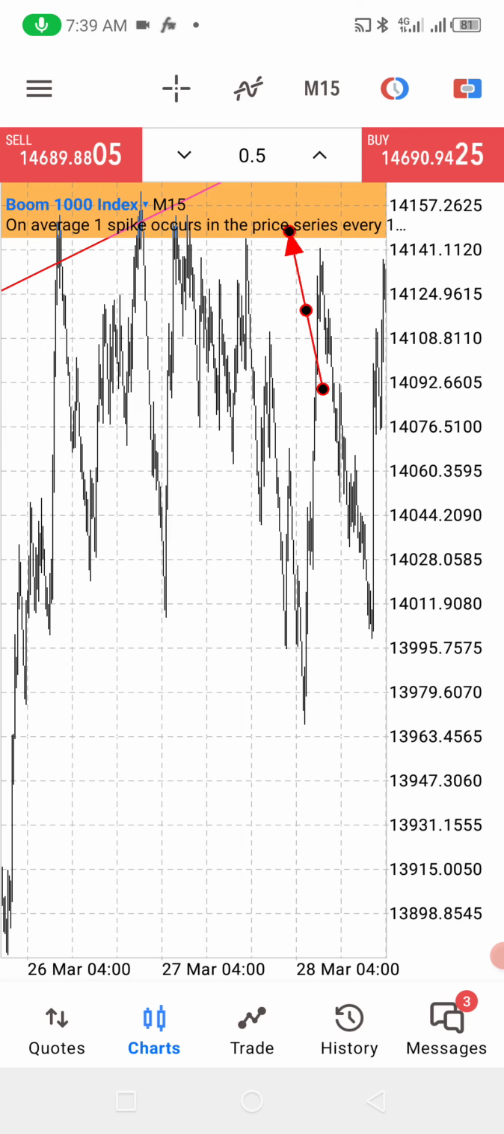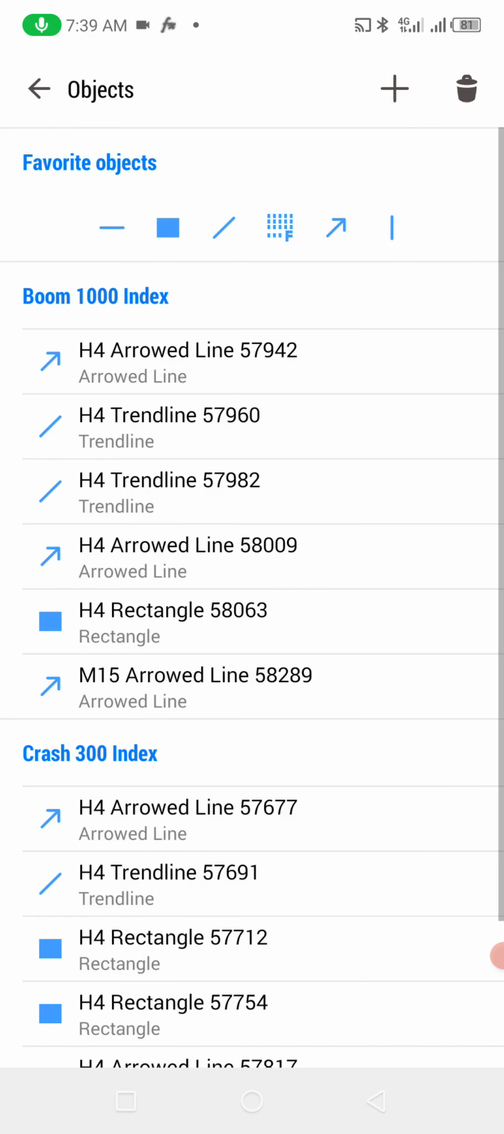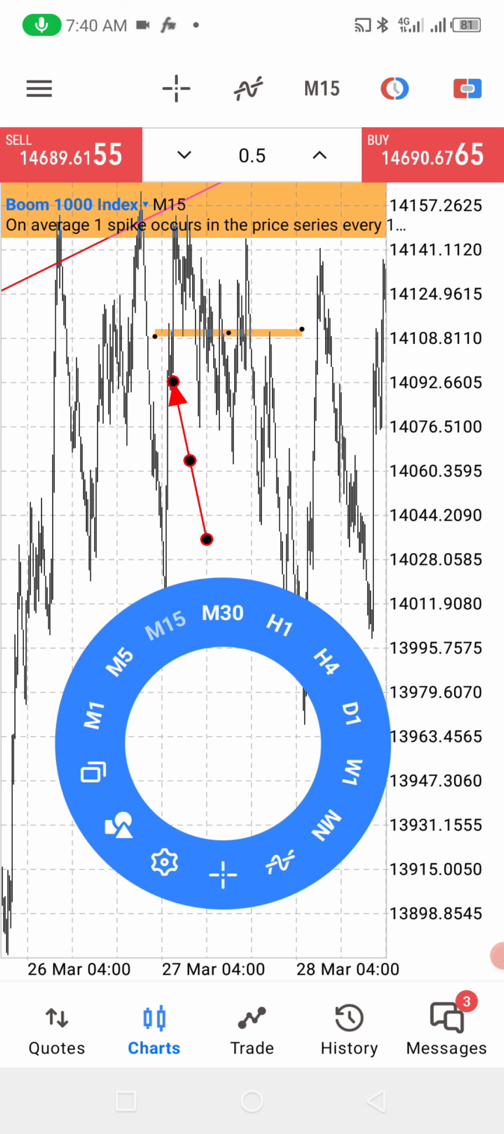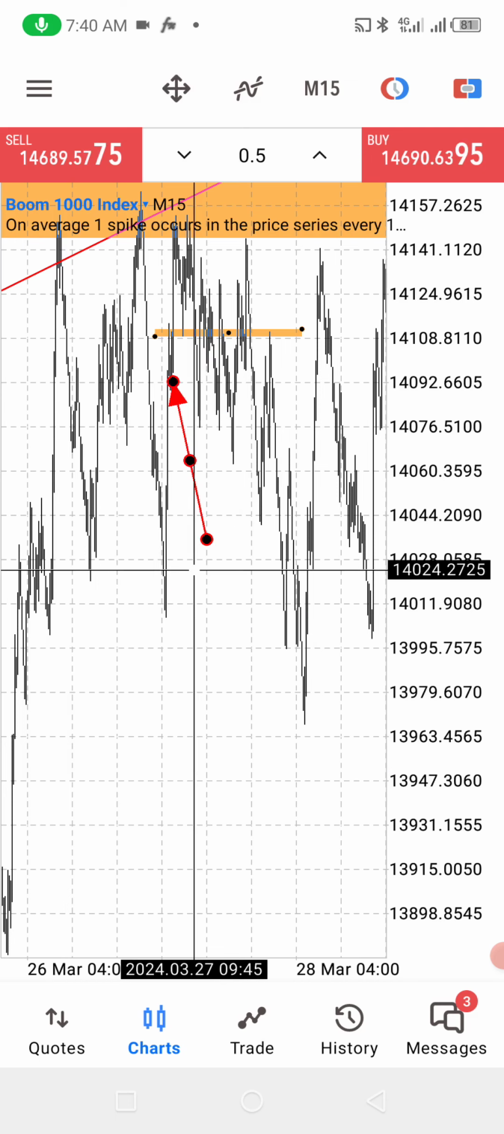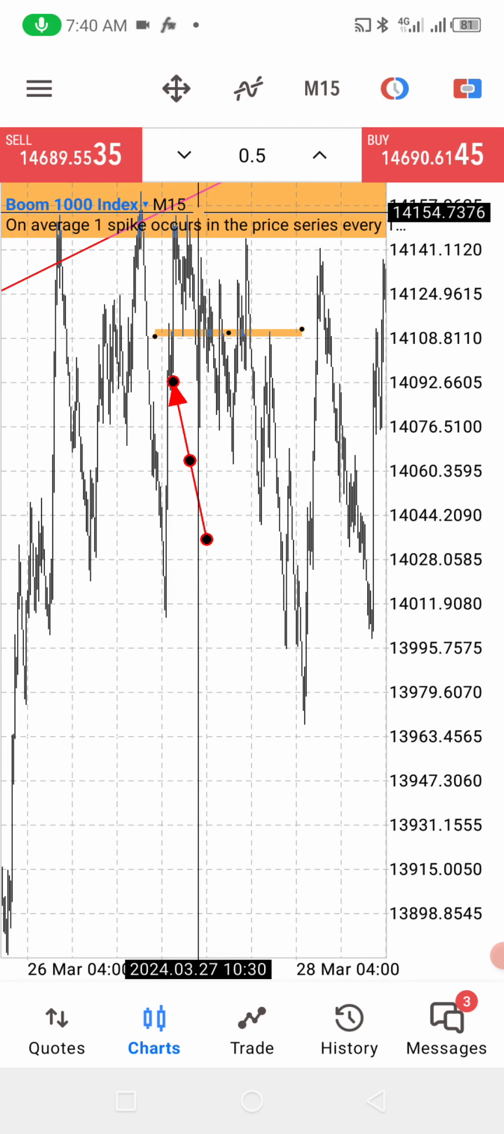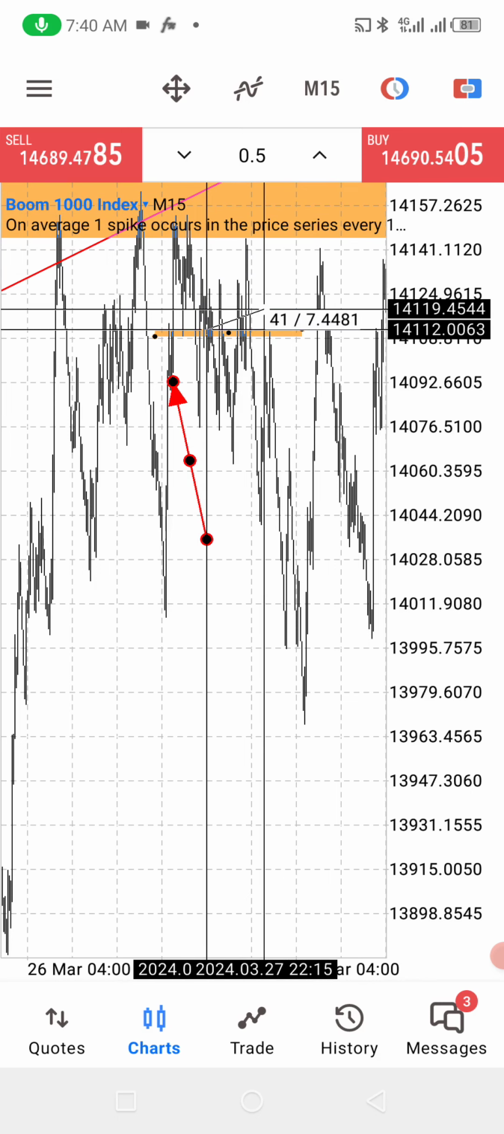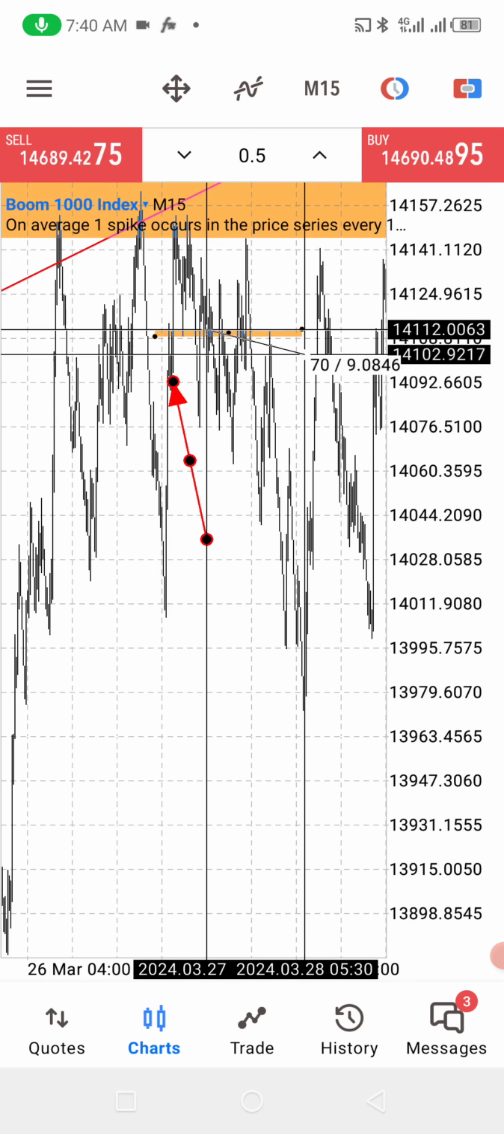So you are not going to just enter, you look for break of structure. So we have break of structure here. You wait for a retest. Price came and broke here and retested. You are going to put your stop loss above the resistance area. You are going to enter here and put your stop loss above the area.